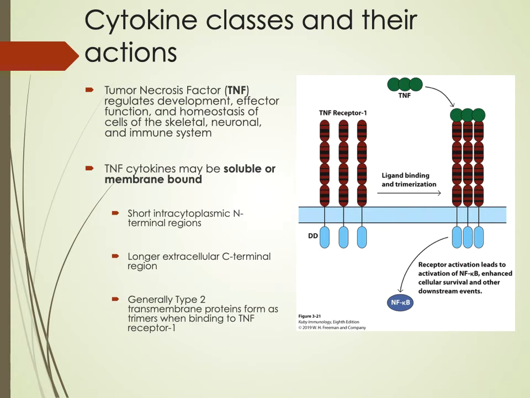So here we can see in our figure, we have our receptor. When it binds TNF, that actually causes trimerizing to happen, and that actually activates NF-kappa B. So if you've talked about cell signaling, you might have talked about NF-kappa B. NF-kappa B is a really important cell signaling molecule in the immune system. And so it actually leads to cell survival and other downstream events.